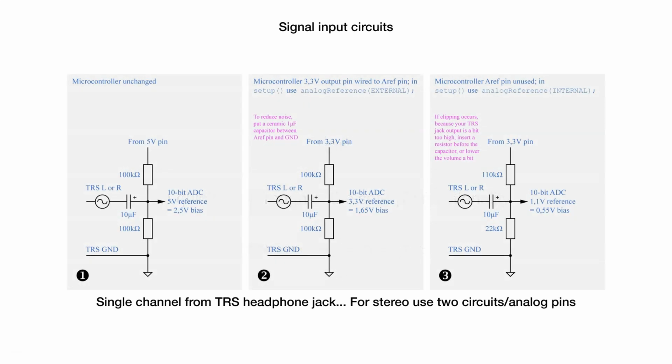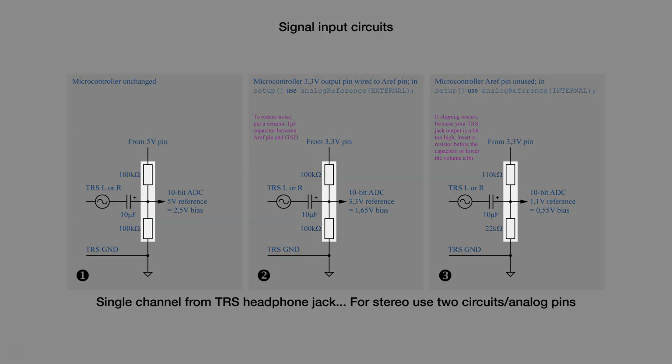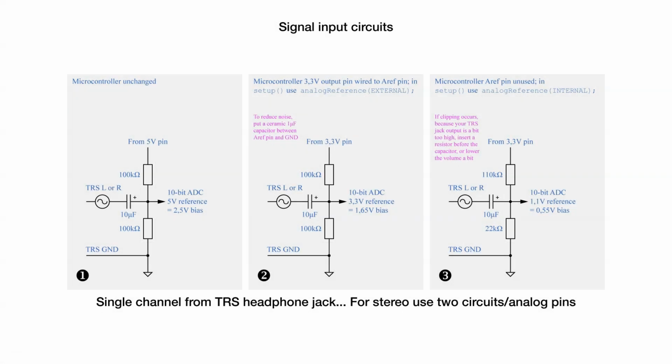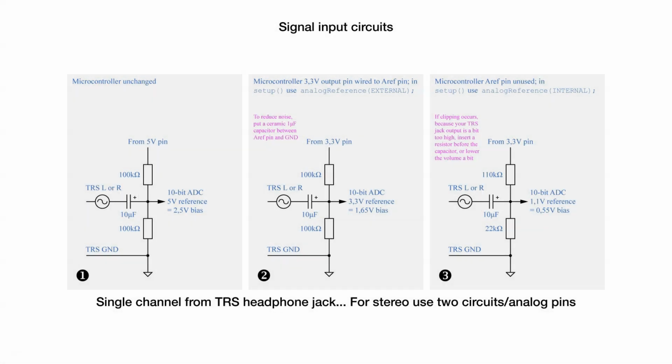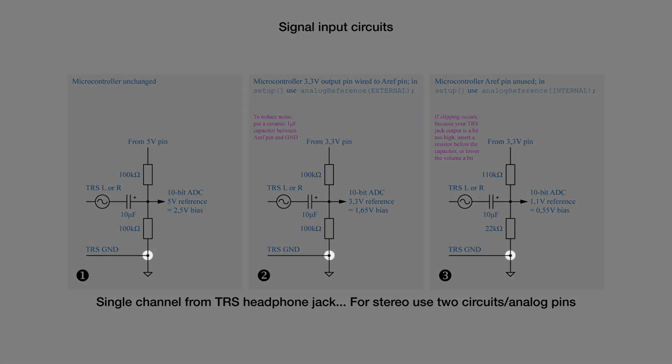The circuit between the headphone jack and microcontroller is the same for all three. We need a voltage divider to offset the incoming audio signal. A polarized capacitor blocks DC voltage going back into the headphone AC output, and ground must be shared with the microcontroller.